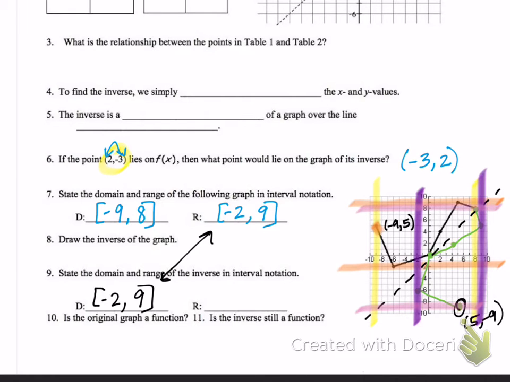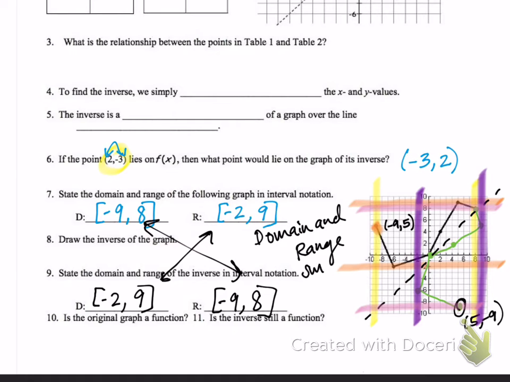-9 to 8. Awesome. Then you can also check it if you don't believe me, but you should believe me. So domain and range switch on the inverse. So not only do the x's and y's switch, the domain and range also switch, which makes sense. If the x's and y's are switching, then you're finding that domain and range, which is your x's.